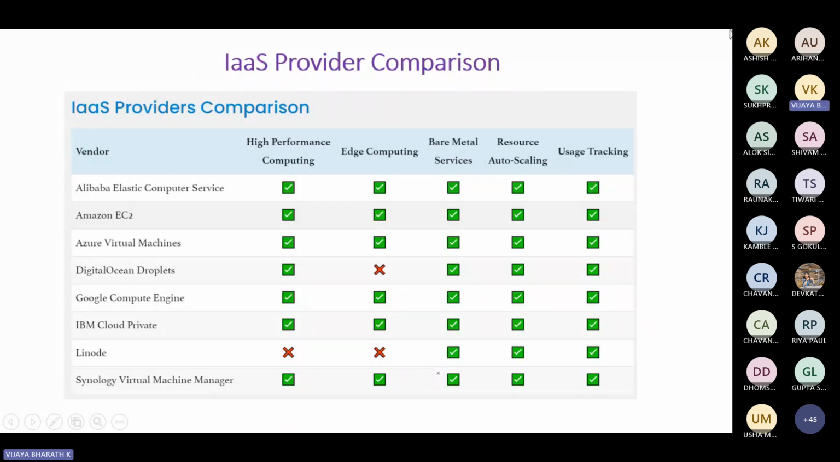So some of the IaaS providers comparison you can see here with respect to the parameters we saw. Let's say high performance computing, edge computing, bare metal services, resource scaling, and usage tracking. So here we have all these five options managed by EC2. Amazon EC2 is Elastic Compute Cloud, compute instances, and other instances as well, by various vendors, let's say Google, DigitalOcean, etc.